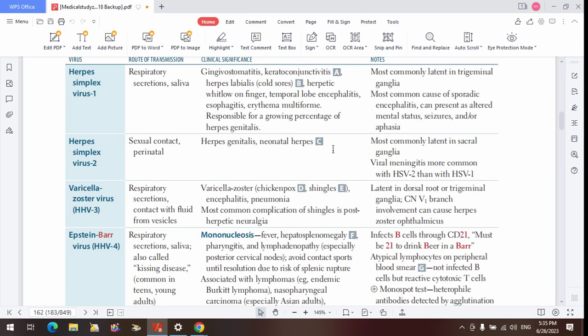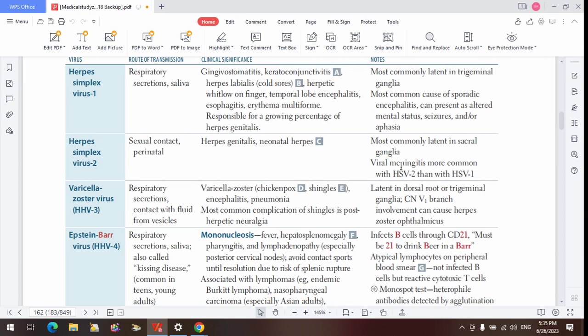I hope you guys are noting the presentation for this reactivation, not the mechanism. They don't have any mechanism. They just stay within the sacral ganglia, within the cell bodies of the neurons. When they are reactivated, they move away from the cell body, then move outwards to the skin and cause recurrent ulcers.